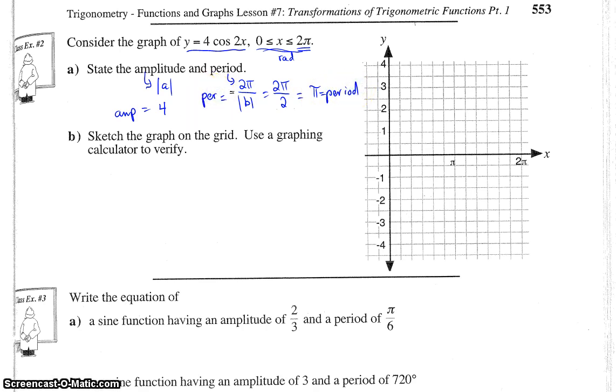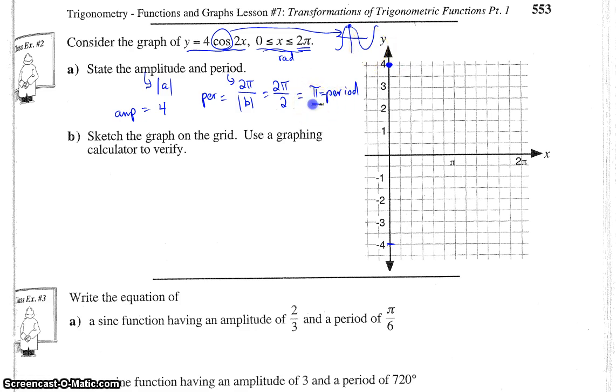All right, so sketch the graph on the grid. Okay, so we know our amplitude goes from -4 to 4, so that's going to be where our max and min points are. We have a cos function, and the thing we know about the basic cos function is, and you can graph this on the calculator to check, our peak is on the y-axis for a cos function. So that means we're going to start at a maximum. So we're going to put a point at our maximum of 4.